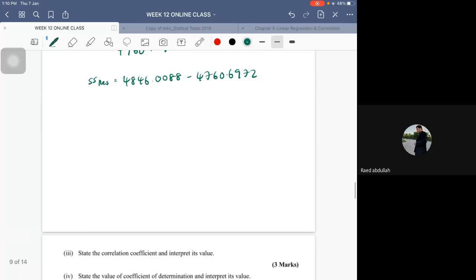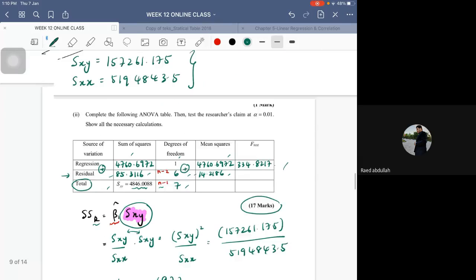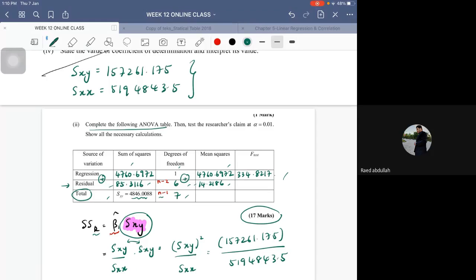So next, what does the question ask for? Okay, now we're going to test. So first, complete the following ANOVA table. That will be 12 marks. And the other 5 marks is going to be to test the researcher's claim at alpha equals 0.01.